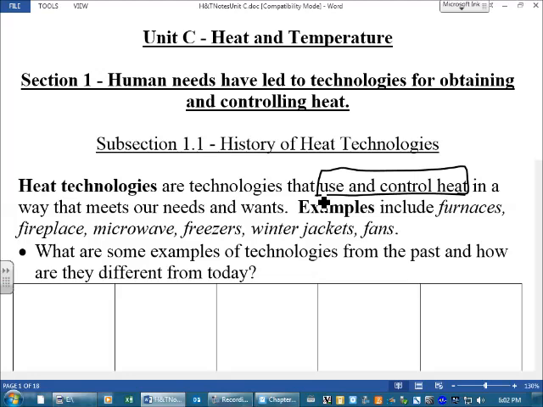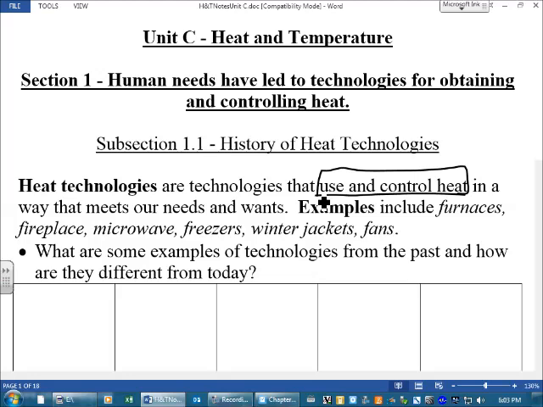So some examples of technologies that control heat. This one's probably pretty obvious. A furnace. That's the machine down in your basement that keeps your house warm, right? A fireplace. You can crank that baby up and keep you nice and toasty warm as well. A microwave. Different form of heat, or generated differently at least. And we definitely benefit from that. And it controls heat, right? Cook some things.